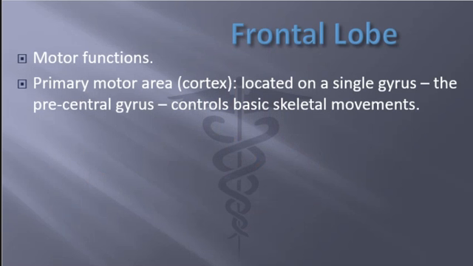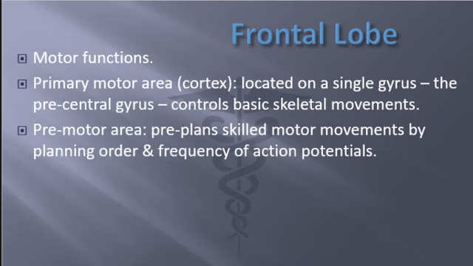Controls basic skeletal movement. Once again, a volunteer went under the knife, and we could touch parts of this, and it would cause part of their body to move. Okay? So that's all controlled right there. Basic skeletal movements. The premotor area is when we have pre-planned skilled motor movements, planning order and frequency of action potentials. Remember how the action potentials have to fire and they have to reach a threshold and all that kind of stuff. So right now your brain knows that you're writing, and so it's getting ready for, oh yeah, pencil's going to be like this, it's going to be going across, I'm going to use these muscles in my arm, I'm going to be using these muscles in my eyes, and that kind of thing, okay?